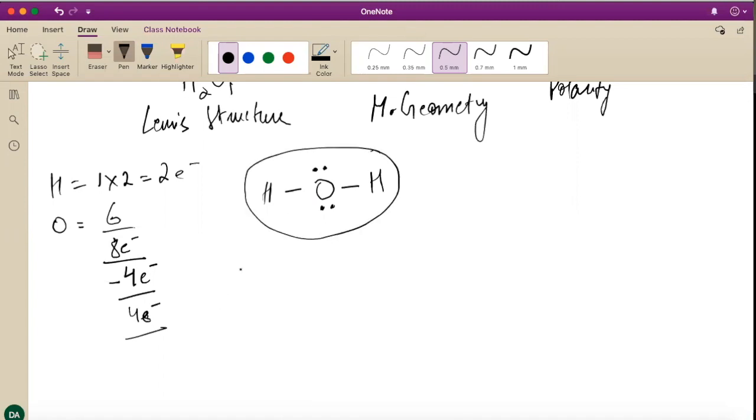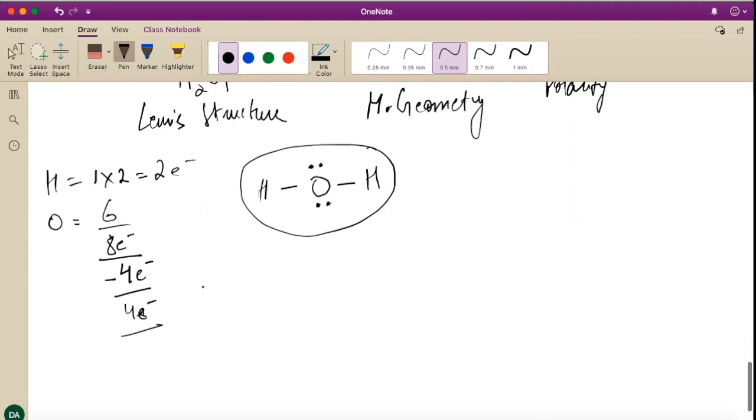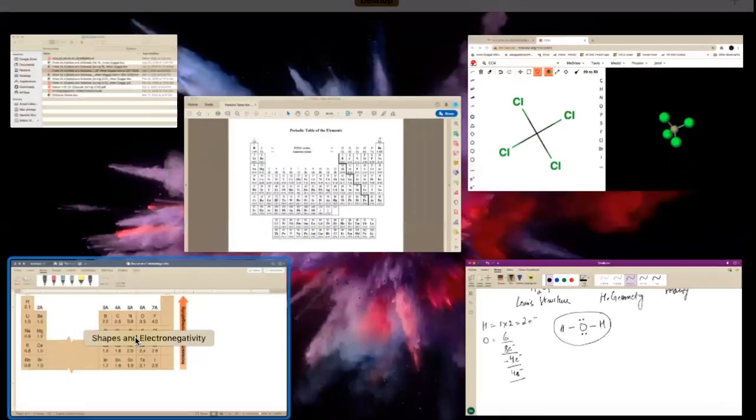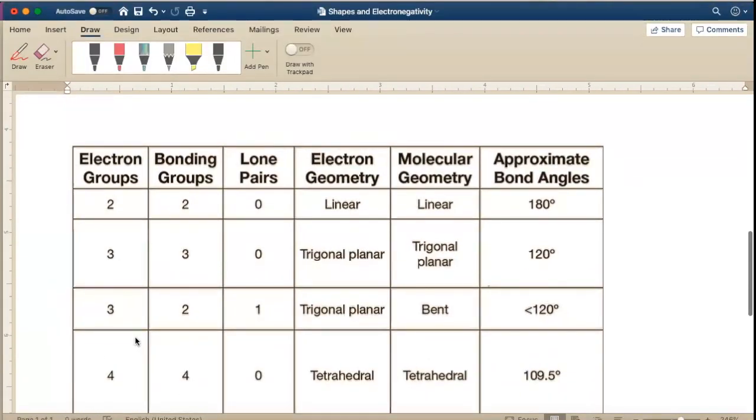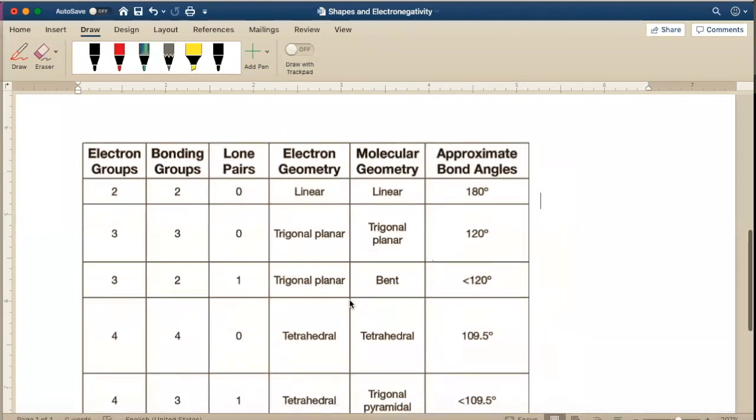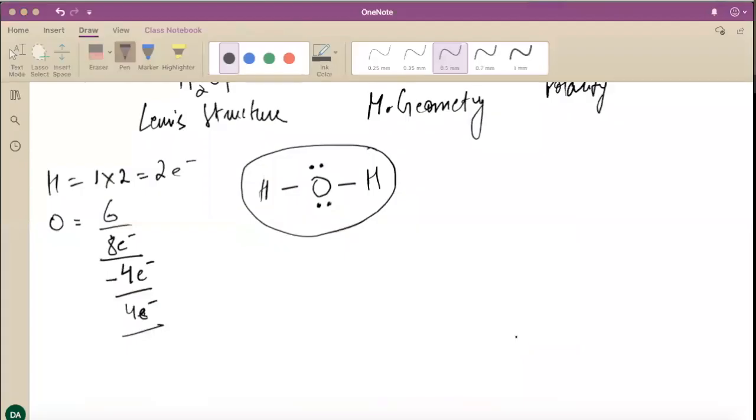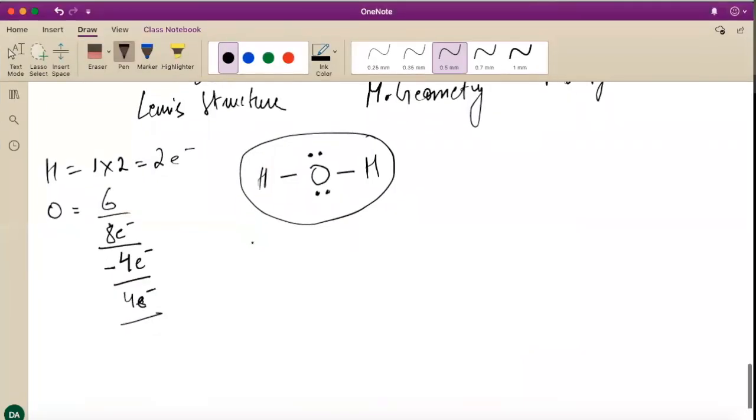Okay. Now, how do you decide the molecular geometry, guys? For that, what do we need? Count the number of neighbors. Remember, we need this chart for molecular geometry. So for molecular geometry, for H2O, what do you think? What should you do first? What do you find first?